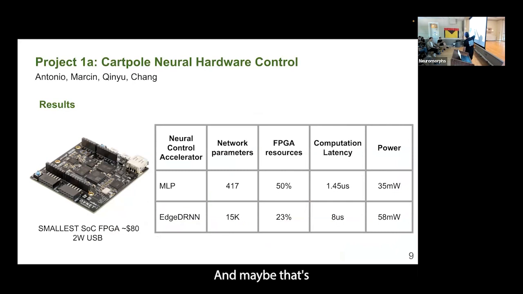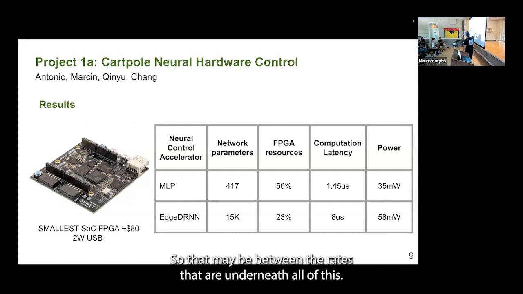For the MLP, we have 416 parameters. We use almost half of the FPGA, because the MLP is almost fully unrolled. The computation latency is around 1.5 microseconds, and it uses only 35 milliwatts. On the other hand, we have the accelerator, the Delta RNN, which is using 15K parameters. It takes only 20% of the FPGA. The latency is 8 microseconds, and we have almost double the power consumption.